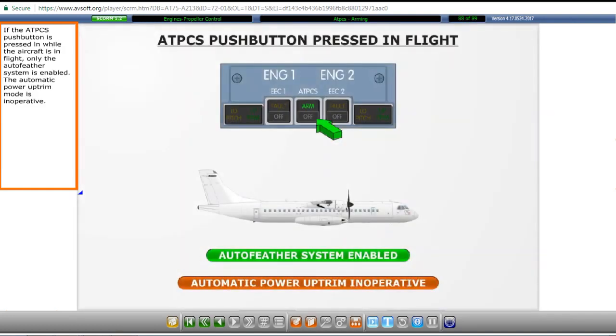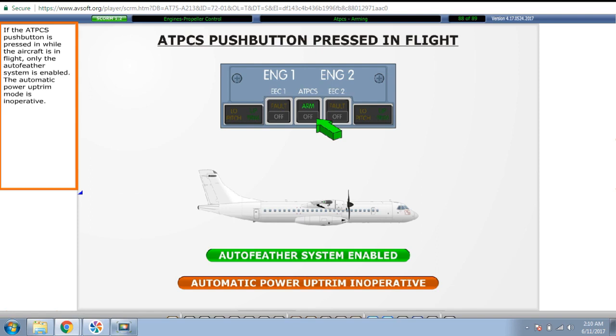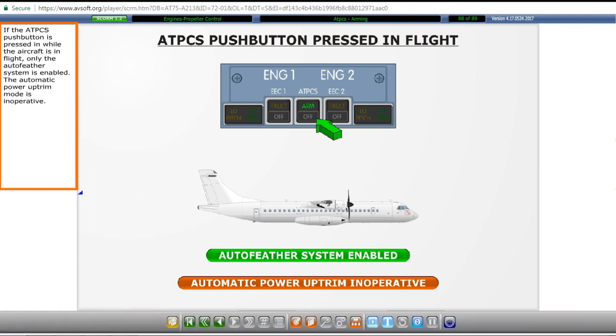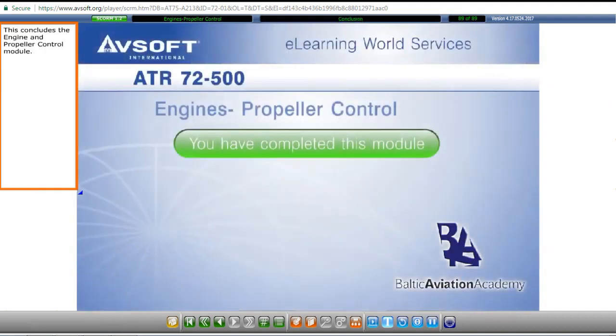If the ATPCS push button is pressed in while the aircraft is in flight, only the auto-feather system is enabled. The automatic power uptrim mode is inoperative. This concludes the engine and propeller control module.